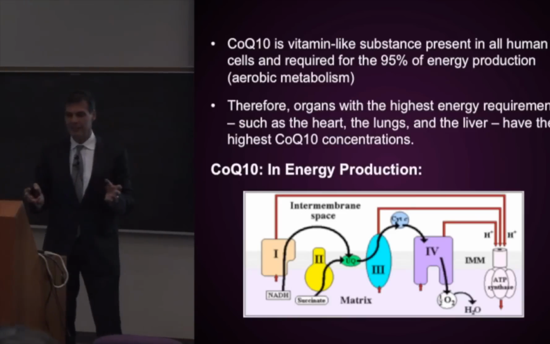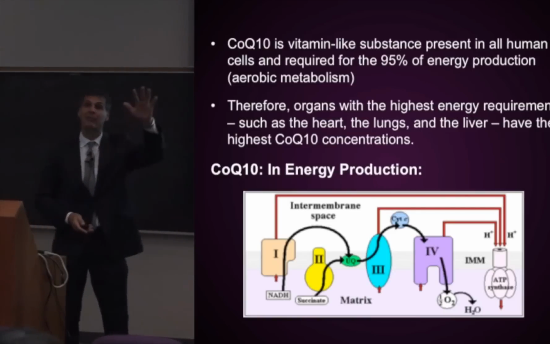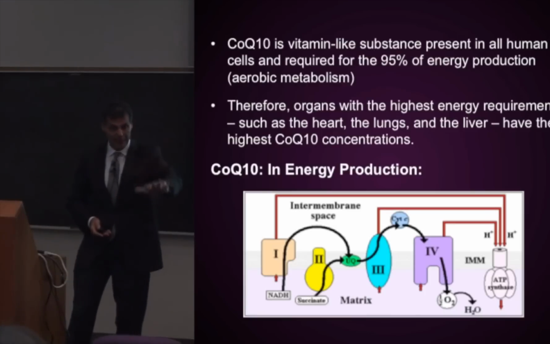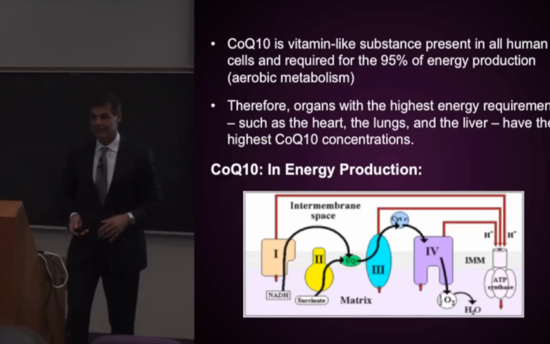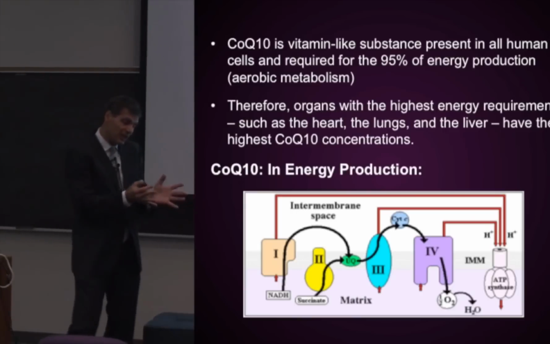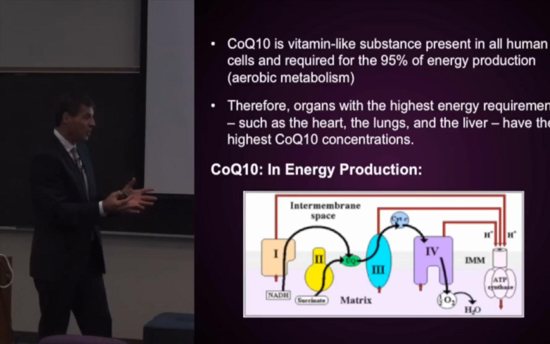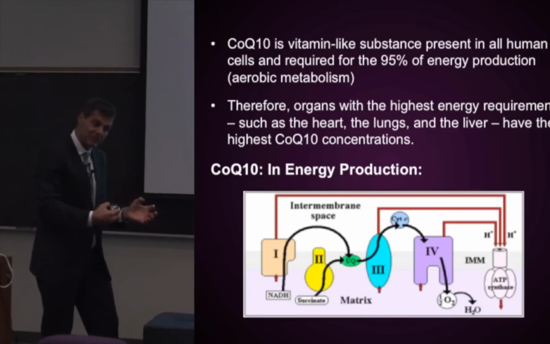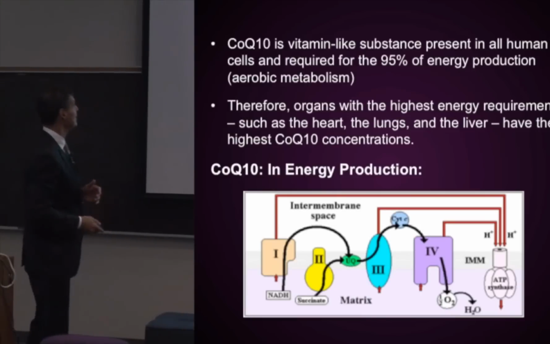Therefore, organs with the highest energy requirements, such as the heart, the lungs, and the liver, have the highest CoQ10 concentrations because there's a lot of metabolic activity there. They've got to generate a lot of ATP. There are high levels of CoQ10 there. If those levels drop in the aging process because you don't make CoQ10 at ideal levels, then these tissues become affected. This is just showing in the mitochondria that CoQ10 is required to actually transfer hydrogen electrons from the first cytochrome to the second cytochrome. So if it's not there anymore, it's like there's a piston missing in the engine. You can't make as much ATP with aging.